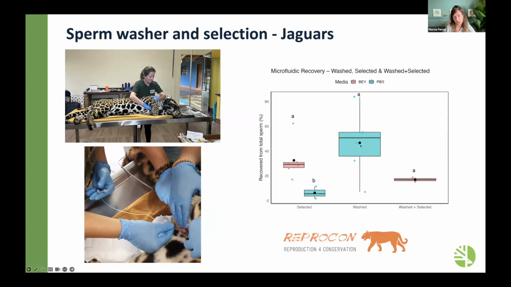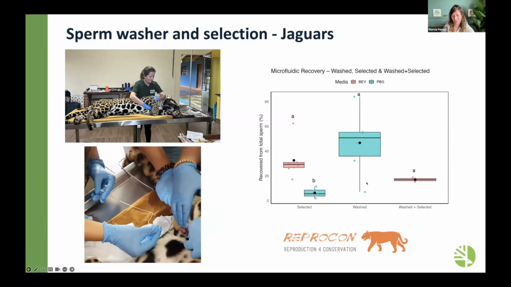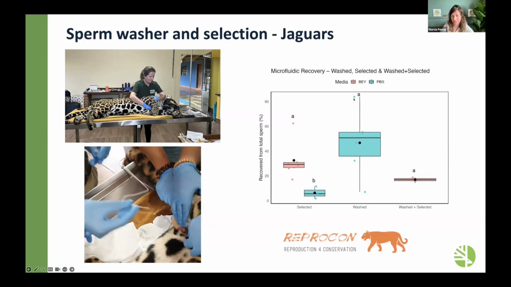So washing the jaguar sperm was really variable. We have some recovery that was really low, but some recovery that was almost 100%. I think it depends a lot also on the concentration of the semen. But we also have a really good recovery for selected. In pink, we have the Beyond, just commercial media, in blue, the PBS. So we were washing with PBS, that is what they normally do. And when we did selection, we selected with the Beyond and PBS, and we saw the Beyond, this media that is used for extending the semen and then refrigerating it, was much better for the Jaguar.